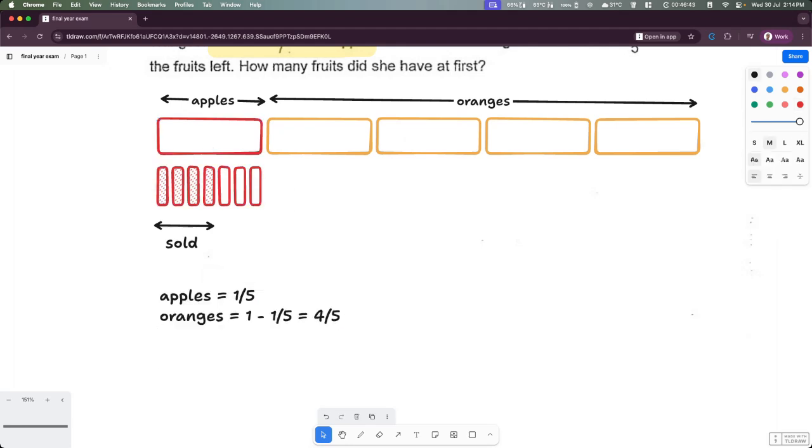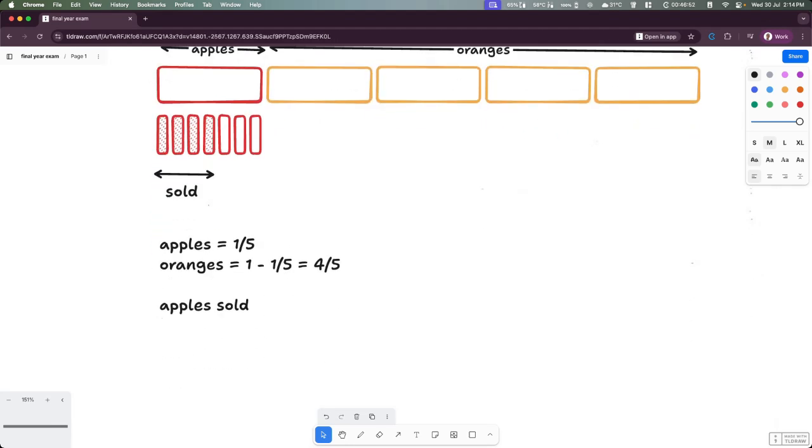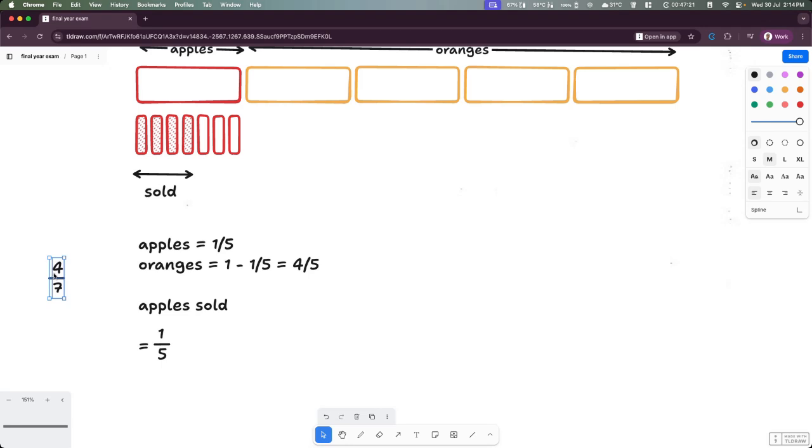So that means apples sold is equal to 1 over 5. If I put a proper fraction, 1 over 5, and then I'll put a line over here, 1 over 5, and then we multiply this 1 over 5 by 4 over 7. That's 4 out of 7, 7 over here. That's what you see over here, 4 out of 7. Then we times it.